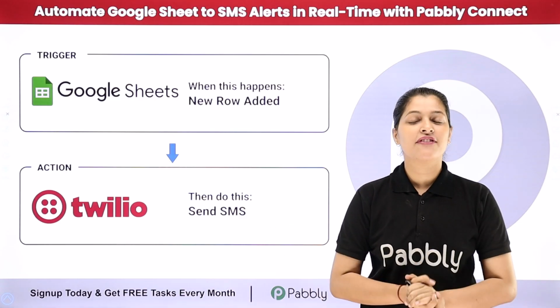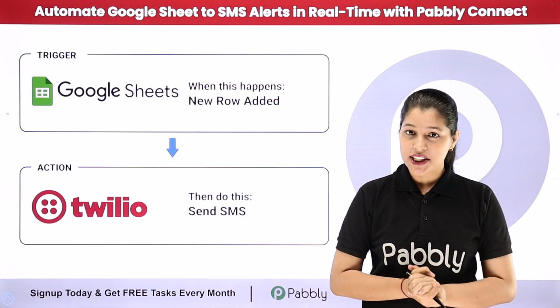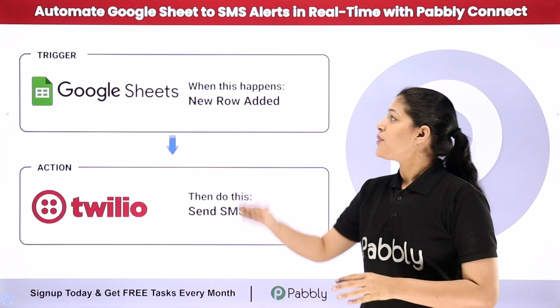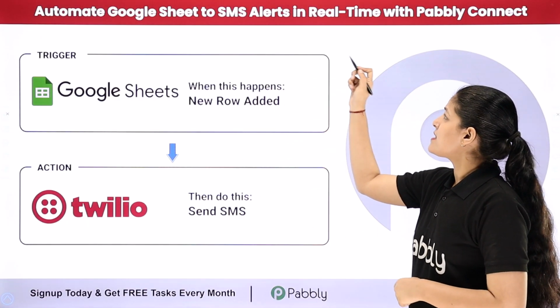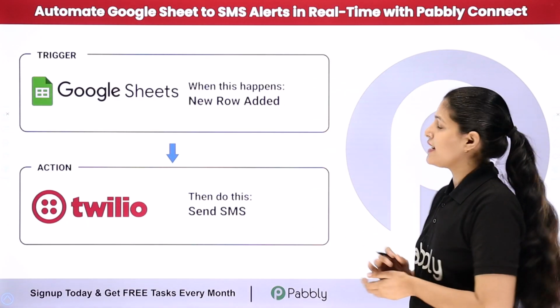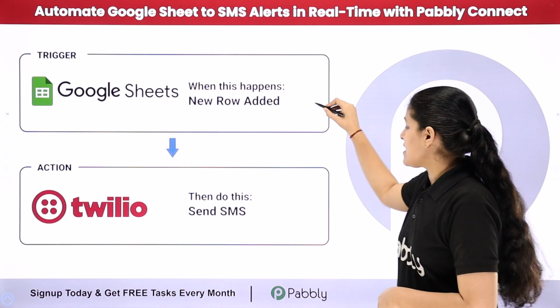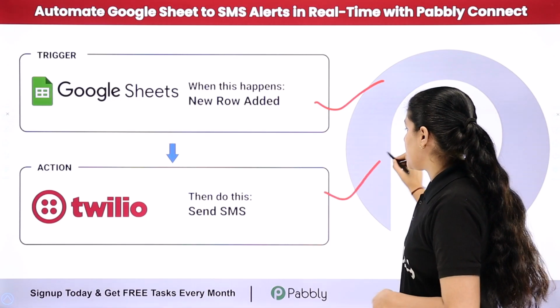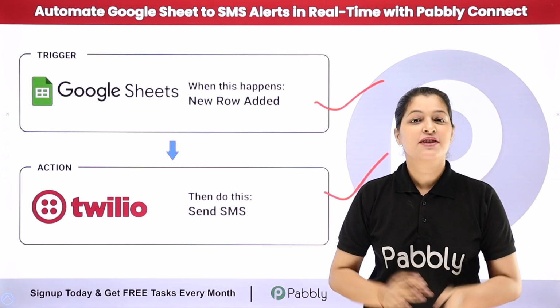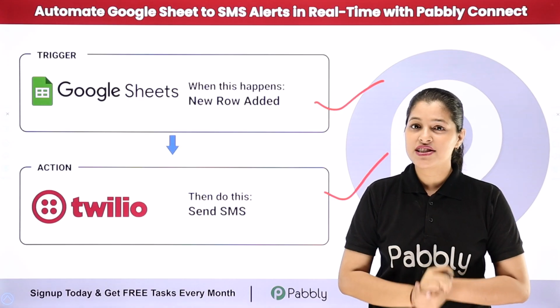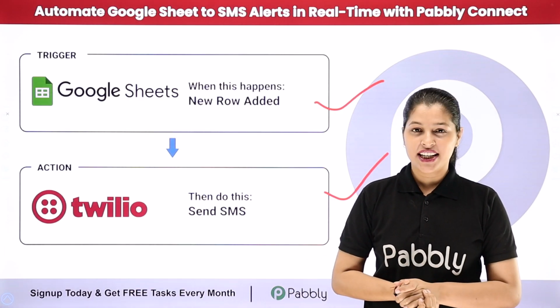So hello everyone, welcome to Pabbly, and in this video I am going to show you how you can automate Google Sheet to SMS alerts in real time with Pabbly Connect. So now as soon as a new entry will be made over my Google Sheet, I am going to send SMS by using Twilio to my users. So if you also want to create this automation, then let me take you towards my screen.